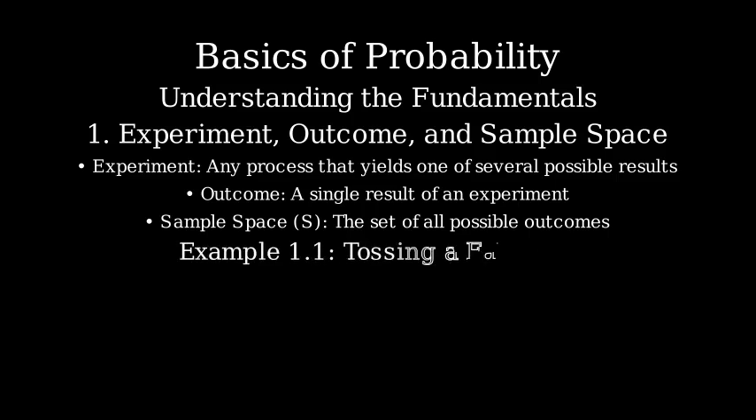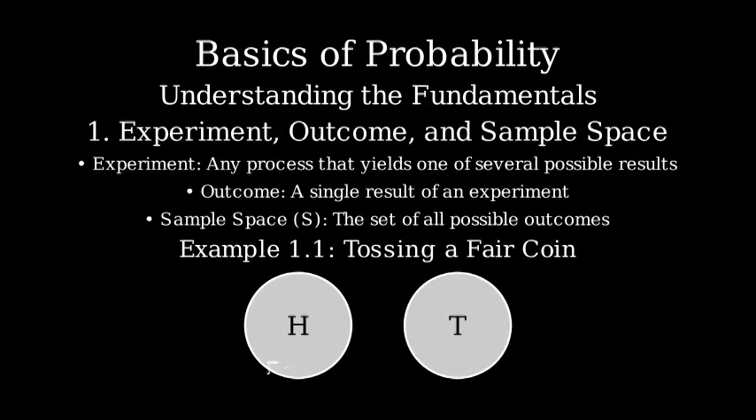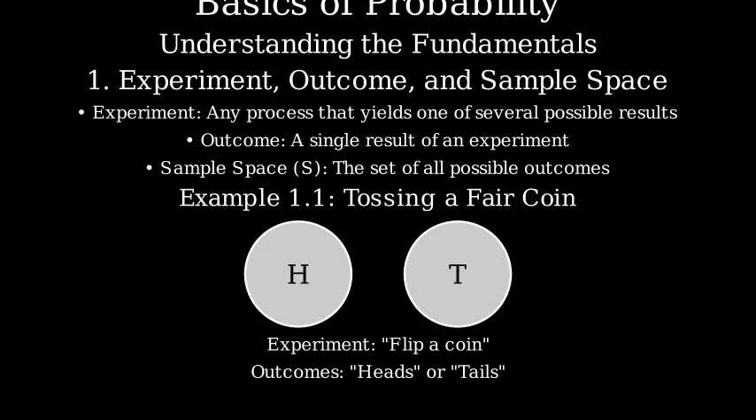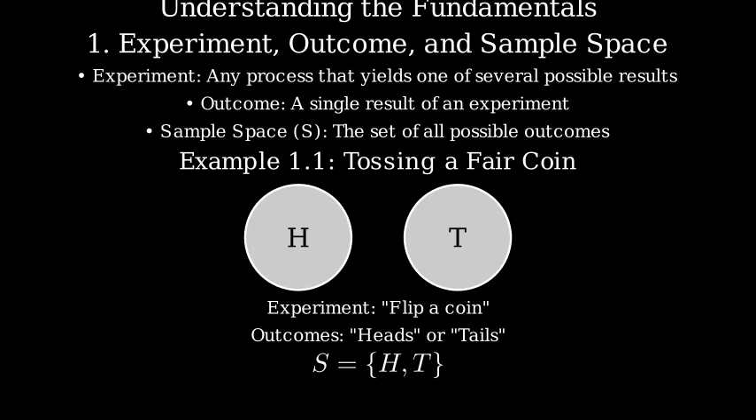Let's look at our first example, tossing a fair coin once. The experiment is flipping a coin. The possible outcomes are heads or tails. And the sample space is the set containing heads and tails.